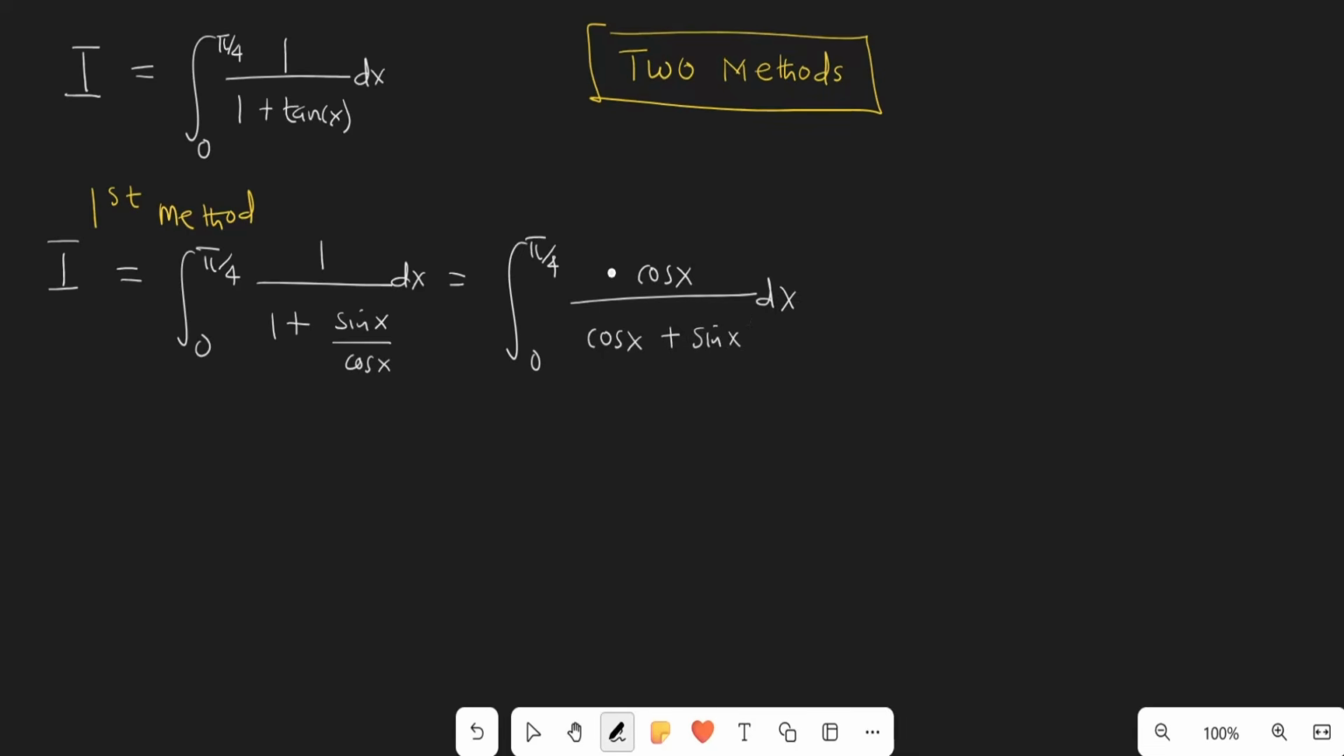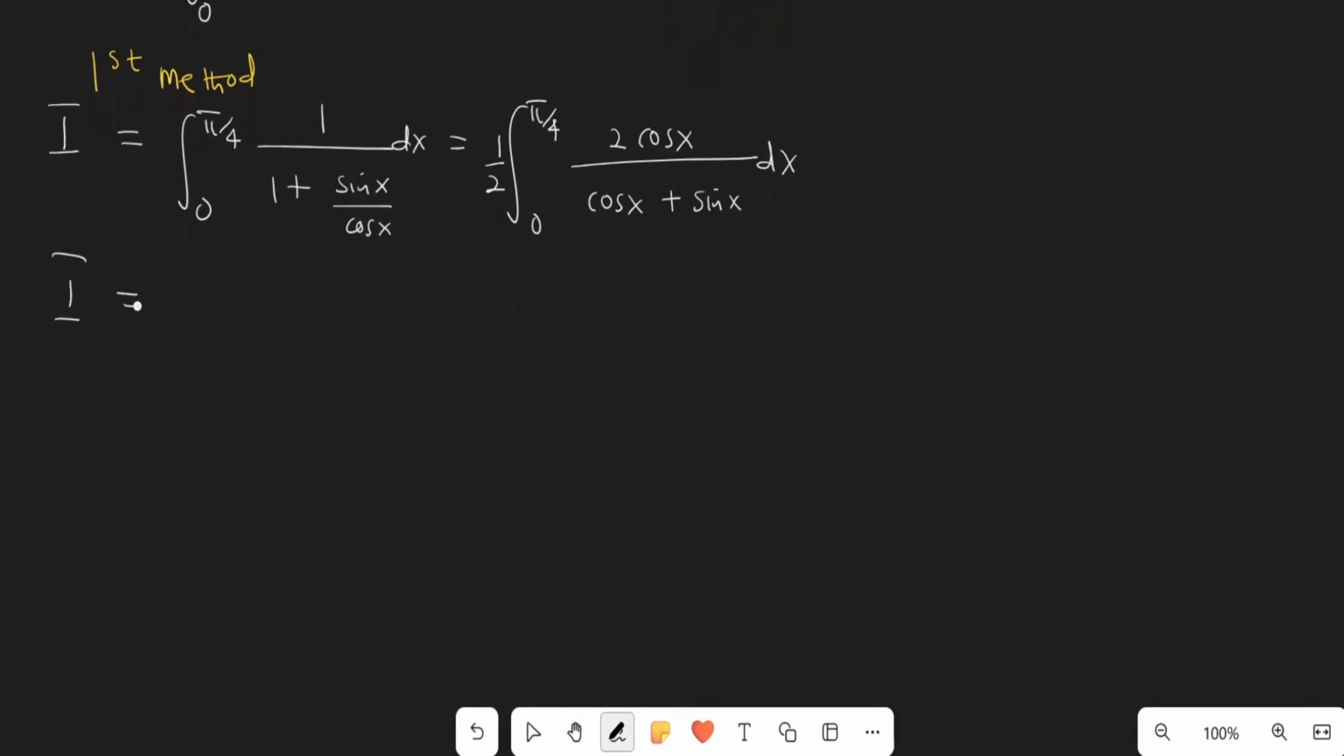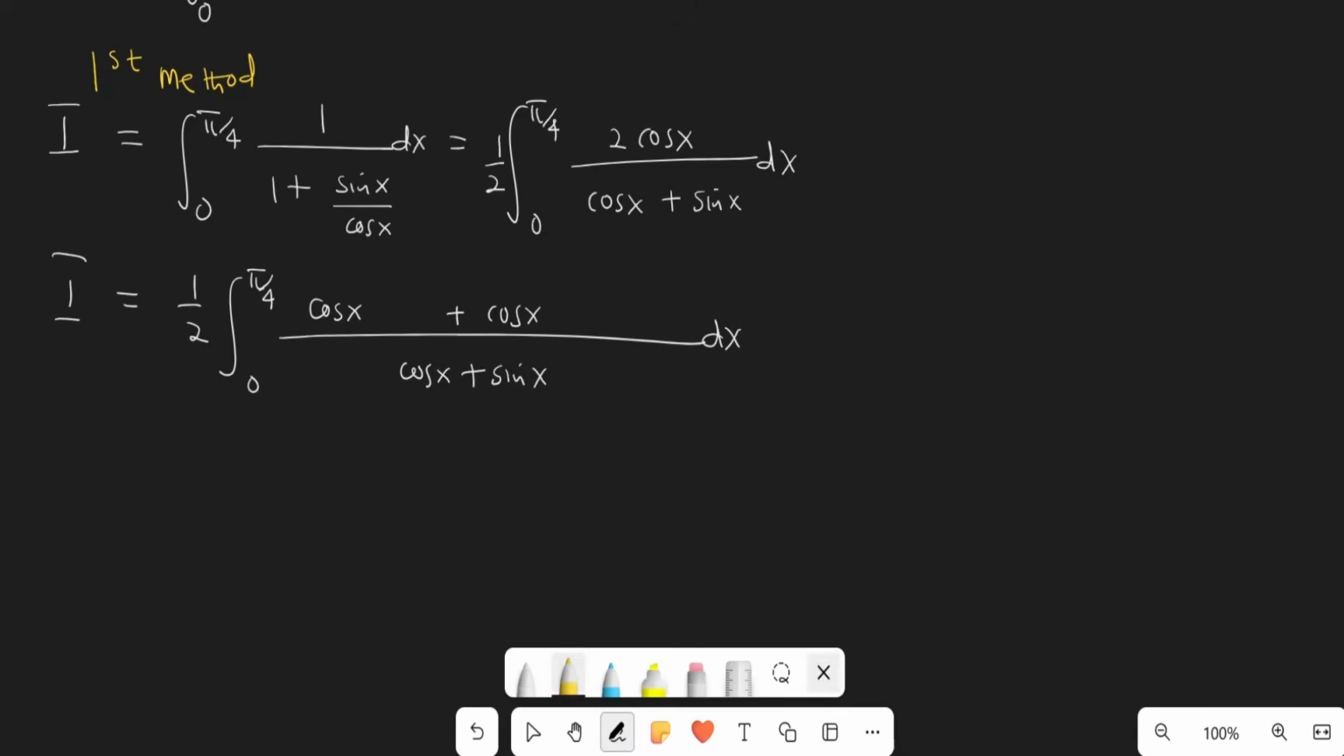And now the next step is to multiply this integral by 2 and nullify the effect by multiplying the integral by 1/2. Now I is going to be equal to 1/2 the integral from 0 to pi over 4 of this 2 cosine of x. I'm going to write it as the cosine of x, and then I'm going to bring the next cosine of x here, all over the cosine of x plus the sine of x, dx. So for the numerator, I'm going to add the sine of x here, and then to nullify this sine of x, I have to subtract the sine of x.